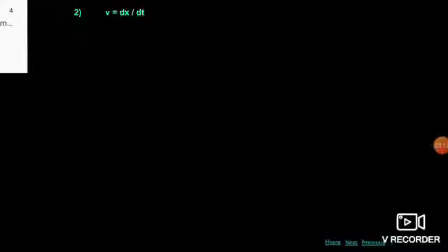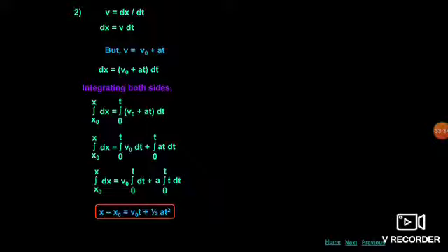Now we can also write velocity as dx by dt. dx is equal to v dt. V is equal to V0 plus at. dx is equal to (V0 plus at) dt. Integrating both sides, we will get this equation. This integration method we will do again. Clear?